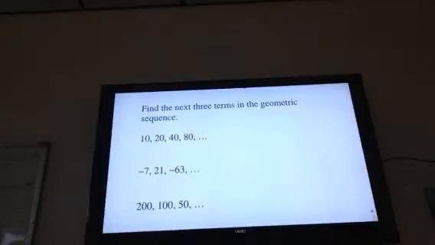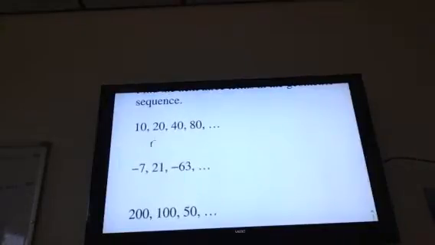We're going to find the next 3 terms in the sequence. Some of them are more obvious than others, but to make it really simple, to do this, we're going to find our R value. So our R for this first one is going to be 20 over 10, which is 2. So that means that we are multiplying a number in our sequence by 2 to get the next number.